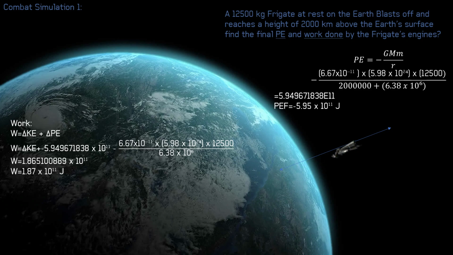In this first situation, we have a frigate that is at rest and it blasts off to a height of 2,000 kilometers above the Earth's surface, and they're telling us to find the potential energy and the work done by the frigate's engines. So as you can see here, we know the mass of the frigate, we know how high it is above the Earth, and we need to figure out the potential energy.